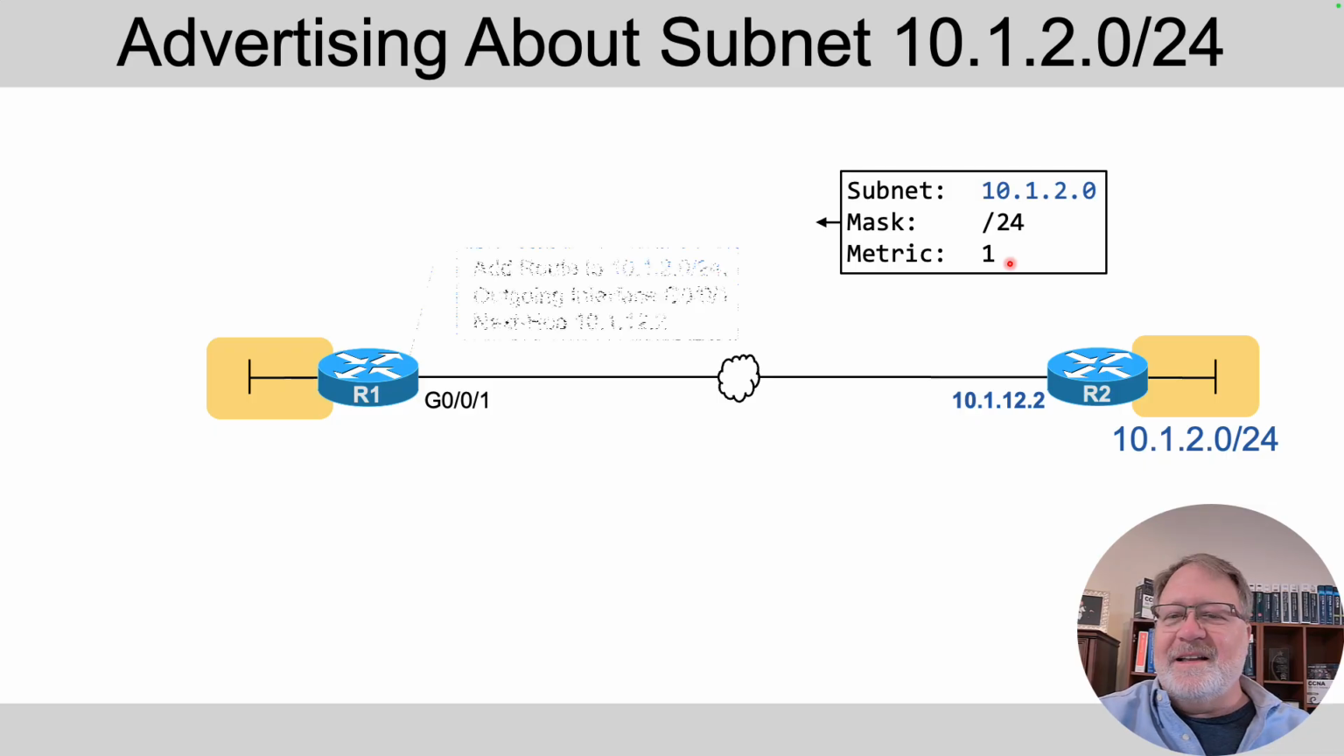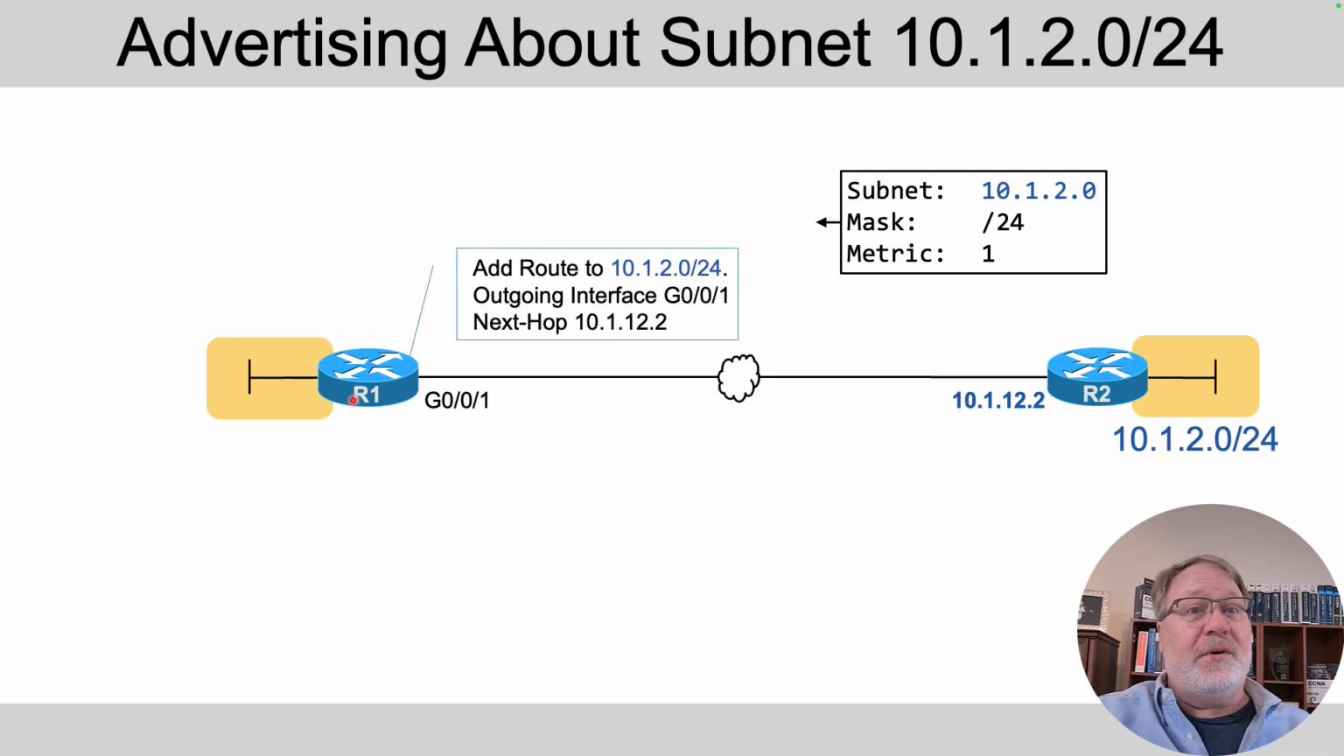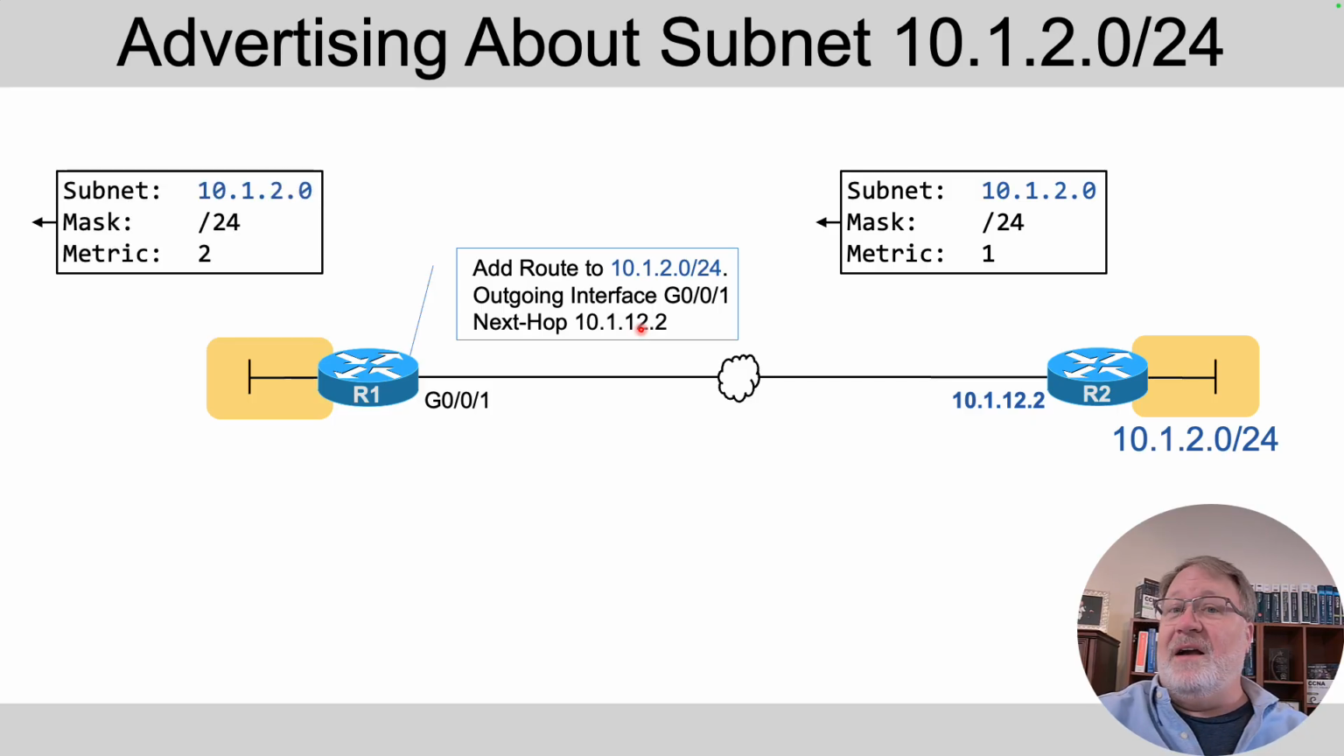And R1 can take that information and other information and create that route we've been looking at for subnet 2. Add a route to 10.1.2.0/24, outgoing interface this, next hop that, the same numbers we saw before. So dynamically learned. And then R1 is going to turn around and advertise that information to the next router. By the way, it'll add a little bit to the metric. So the further and further away a router is from subnet 10.1.2.0, the higher and higher its metric is going to be. So that's the general idea of how a dynamic routing protocol works.